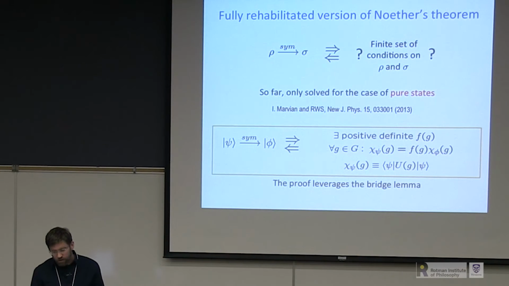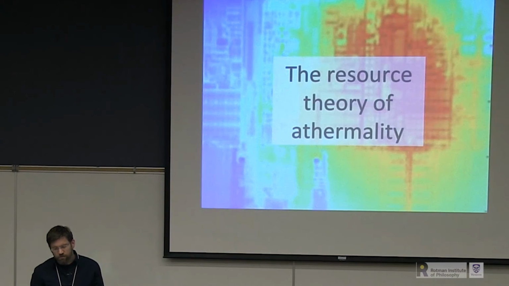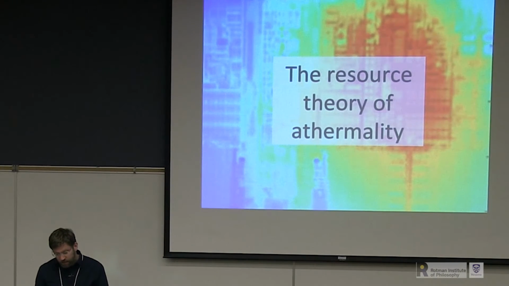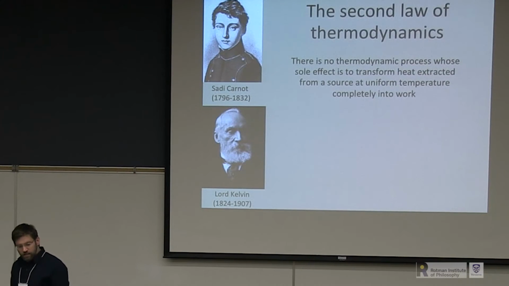Good. So all of that is a bit of a setup for the topic that's more pertinent to this conference, which is the resource theory of athermality, so deviations from thermal equilibrium. So there, the motivation is really the second law of thermodynamics. So here's, I think we've already seen something like this. This is the usual kind of statement in terms of heat and work.